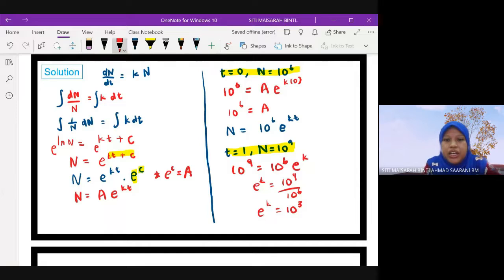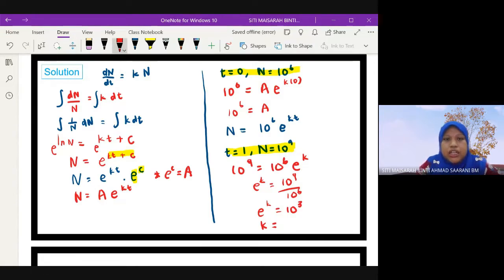So finally, awak boleh terus ganti E power of K ni dengan 10 power of 3, ataupun awak boleh buat K as a subject. Contohnya kalau kita buat K as a subject, kita nak cari, kalau ikutkan media sebut tadi, satu untuk cari A, satu untuk cari K. Okay.